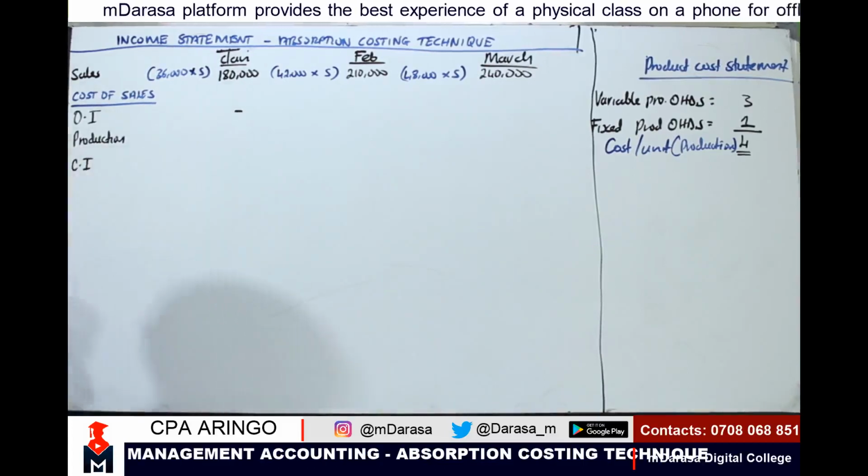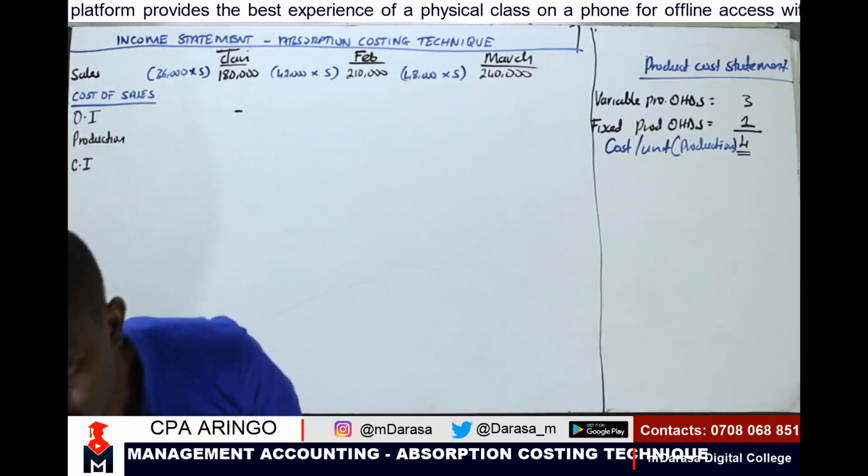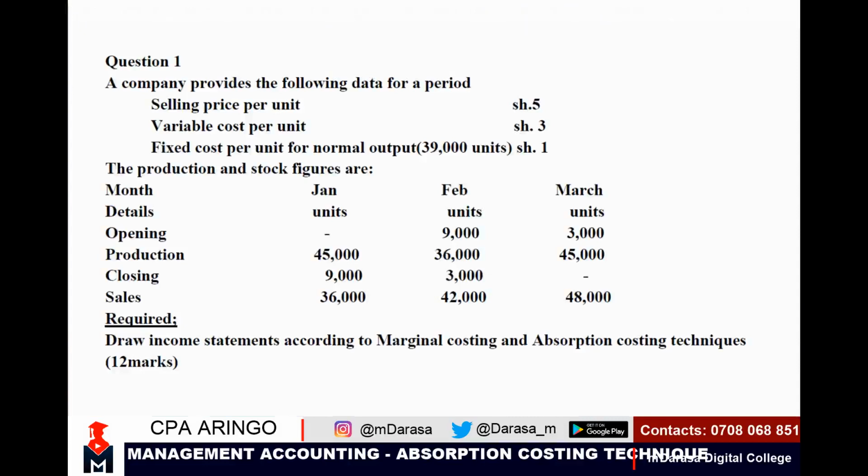What about our production? What did we produce in the month of January? Our production in the month of January, we can see I was given how much? Production for the month of January, I was given 45,000, 36,000 Feb, and March 45,000. So that is our production.